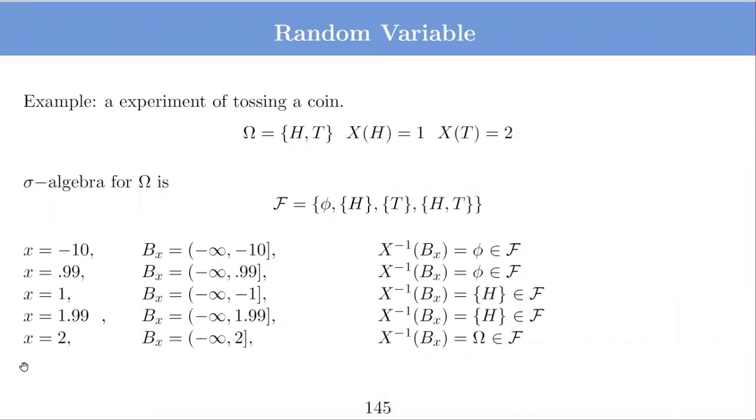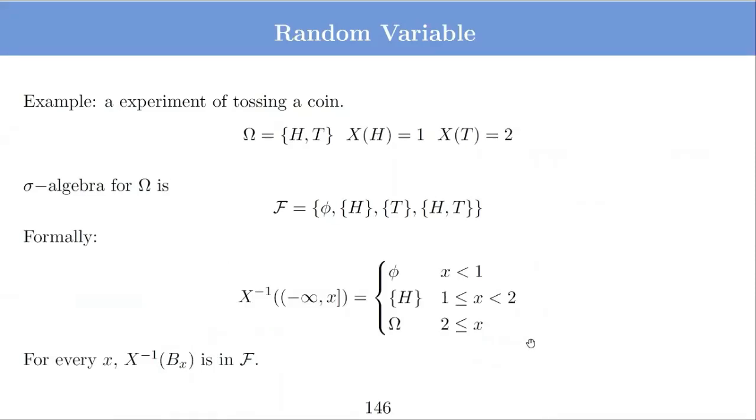Now, if you take 2, then Bx is minus infinity to 2, which includes 1 and 2 both. So what are the outcomes which map to any element in this? H maps to 1, T maps to 2, both are in this set. So the pre-image is H comma T, which is capital omega. And if you take a number bigger than 2, like 2.01 or 2.3, it also contains both numbers and its pre-image will be capital omega.